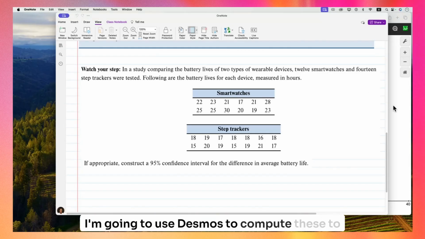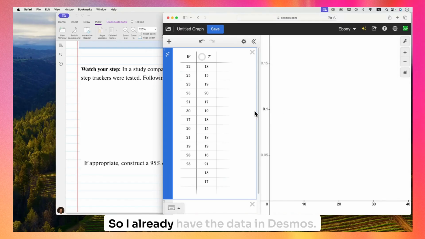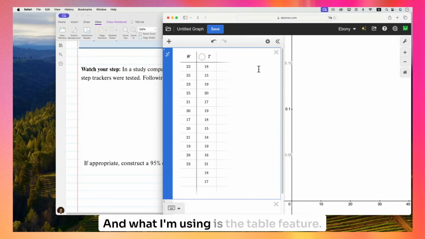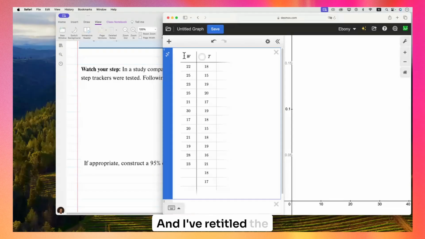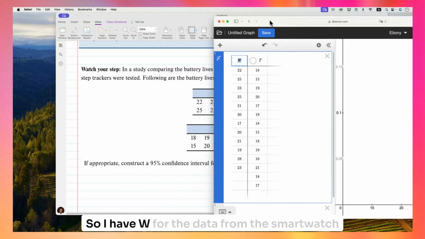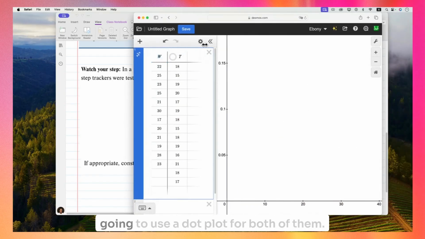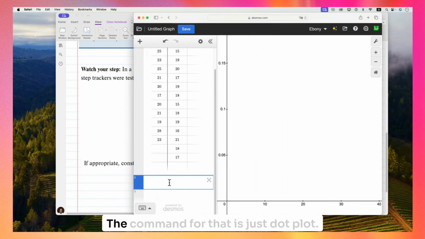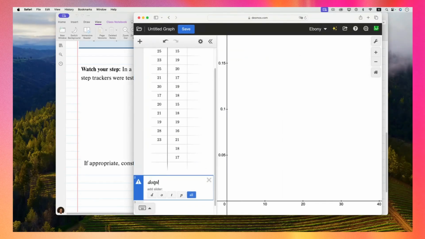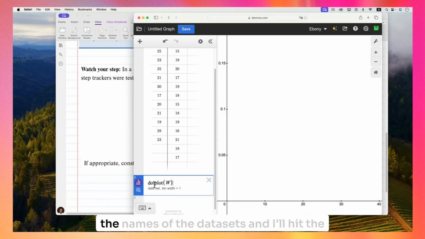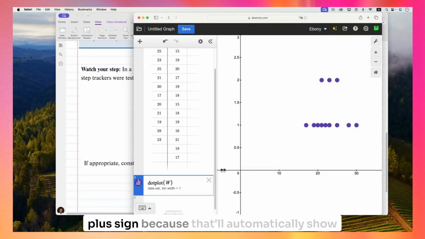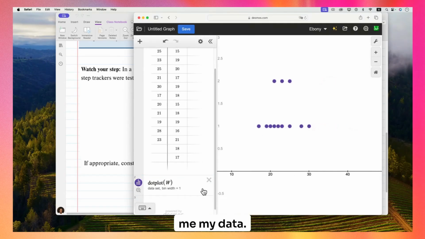I'm going to use technology. I'm going to use Desmos to check normality. I already have the data in Desmos using the table feature, and I've retitled the descriptors. So I have W for the data from the smartwatches and T for the data from the step trackers. What we're going to do is check normality. The size of the data sets is small, so I'm going to use a dot plot for both of them. The command for that is just dotplot, and then I'll put in the names of the data sets. And I'll hit the plus sign because that'll automatically show me my data.